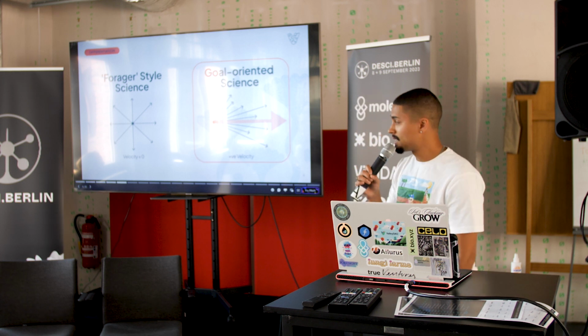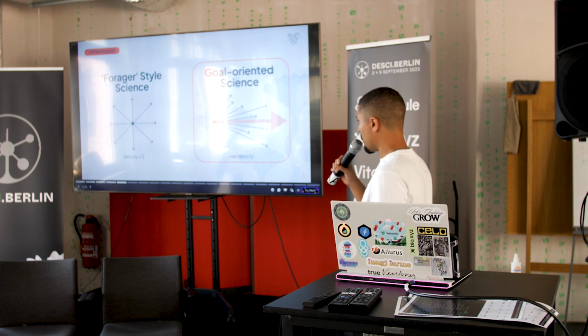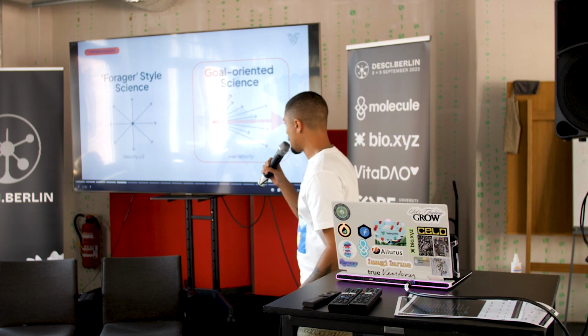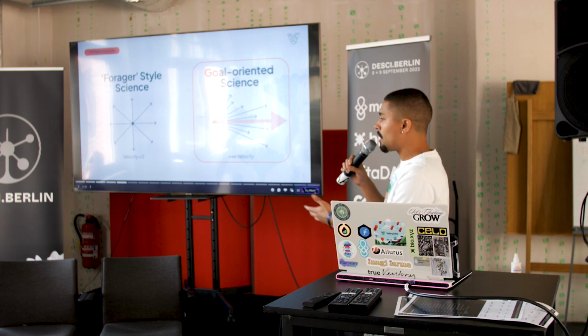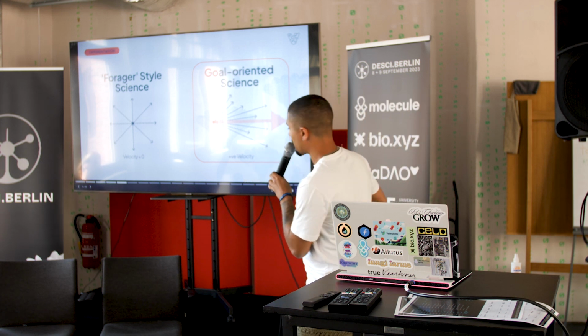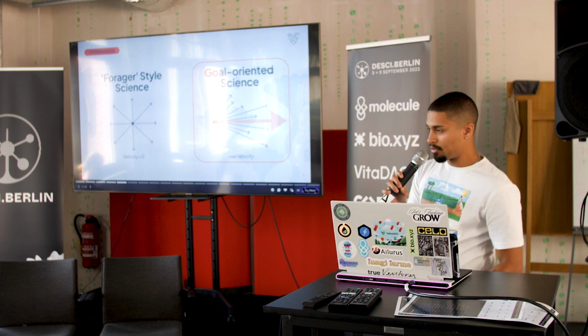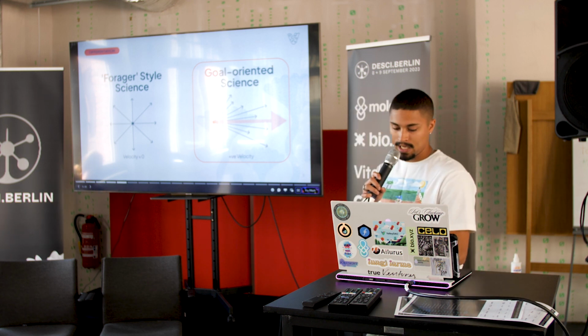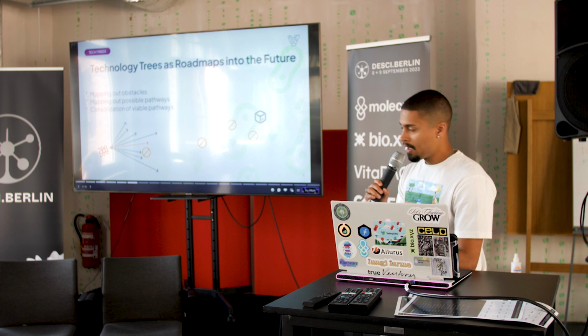It's this goal-oriented science, where we're moving maybe parallel, maybe tangential, but moving roughly in the same direction. So this red arrow represents alignment on the ultimate direction that we want to move in. And so if we're all moving roughly in that direction, then our velocity is positive towards that goal.